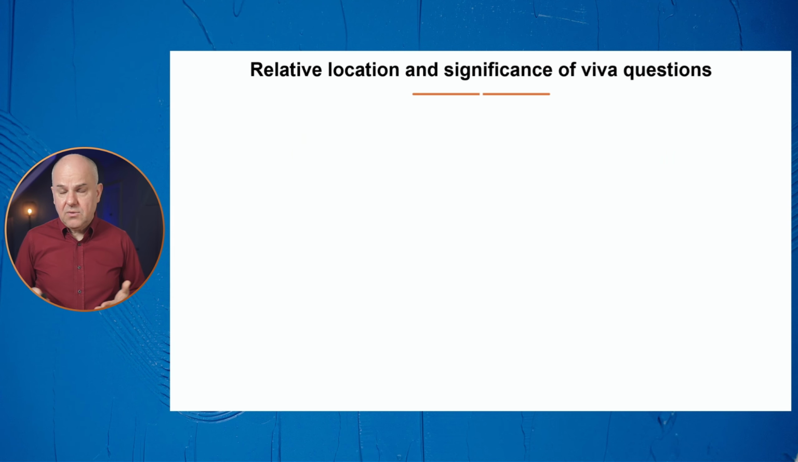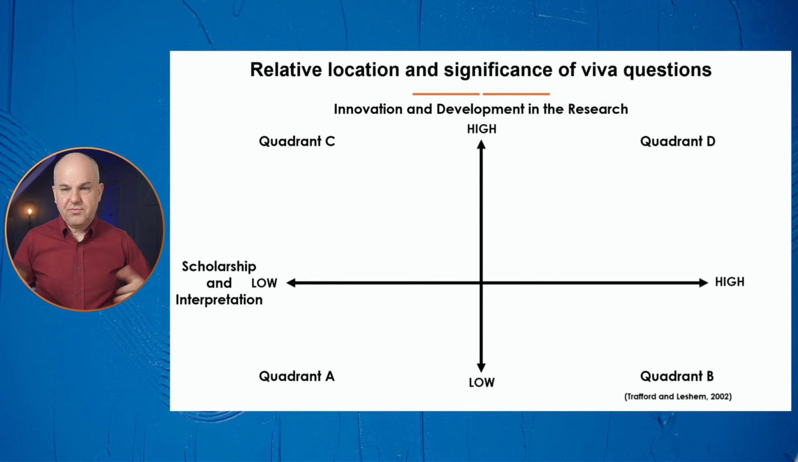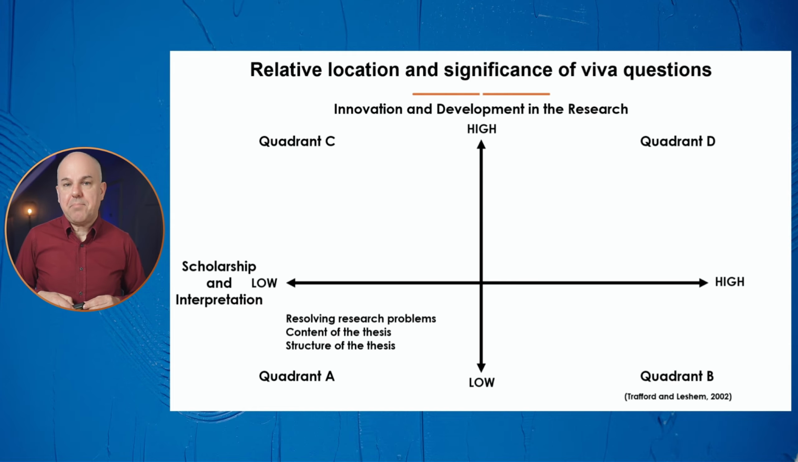Now, we can look at the relevance of abstract thinking also by looking at what PhDs are about, and in particular what the viva, the PhD defense, is about. There are lots of references about what is asked and what is covered in a viva and what contributes to being awarded the PhD. I particularly like this one. It provides a matrix with two axes, innovation and development in the research, and scholarship and interpretation. And then it mapped out the sorts of topics in each quadrant that examiners tend to cover in a viva.